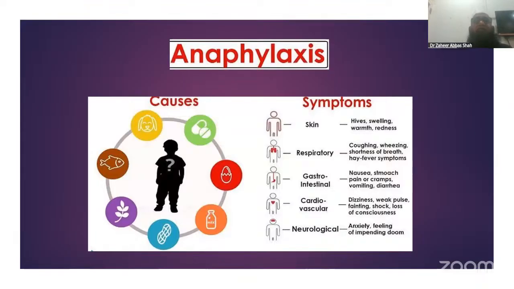Now coming to the symptomatology of anaphylaxis. So we know that it is a multi-systemic condition, due to multi-mediator release in the circulation. First and foremost, the skin: there will be swelling, warmth, and redness. After that, coughing, wheezing, and shortness of breath will be there.